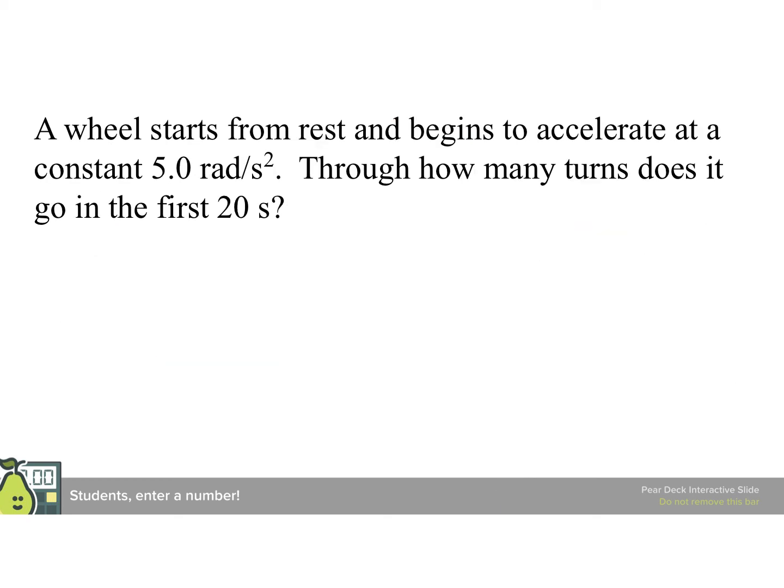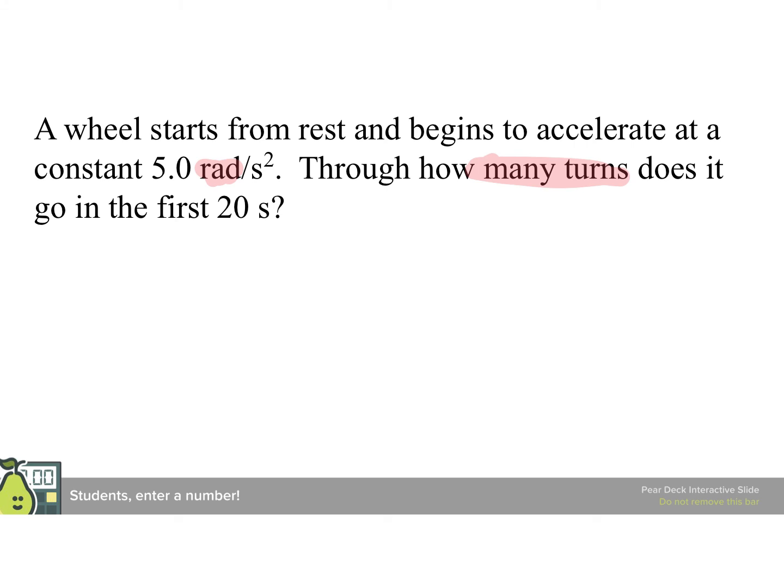A wheel starts from rest and begins to accelerate at a constant 5 radians per second squared. Through how many turns does it go in the first 20 seconds? And here, finally, we are in conflict. We have turns, but we have radians. We'll have to convert one. So I'm going to get it in radians and then figure out how many turns it is.